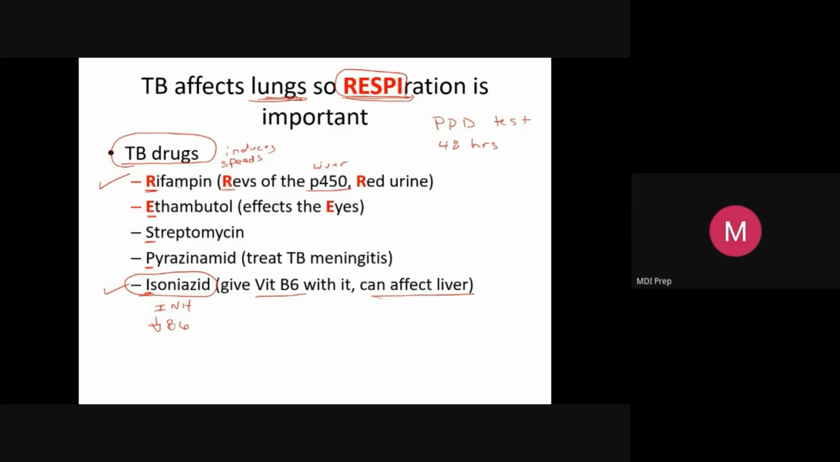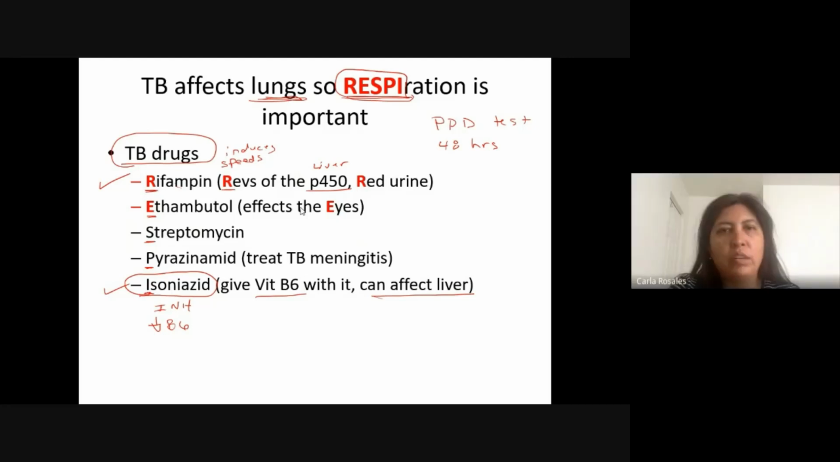The P450 system of the liver is your metabolic pathway. Your liver is like a big metabolic machine, and the P450 are the enzymes that run that machine. So rifampin will speed up the machine. Does that make sense?